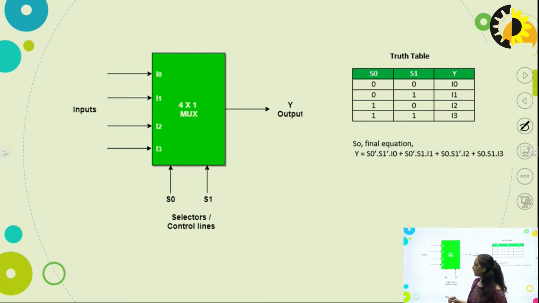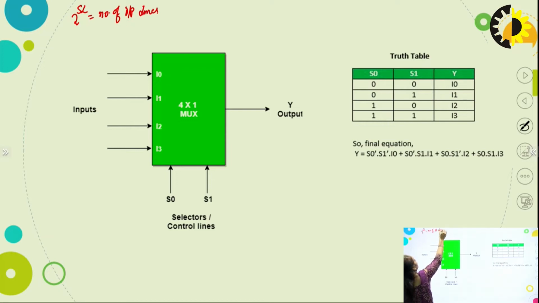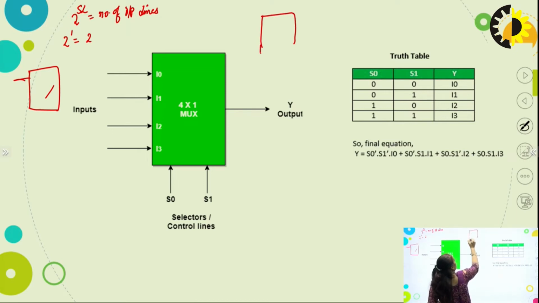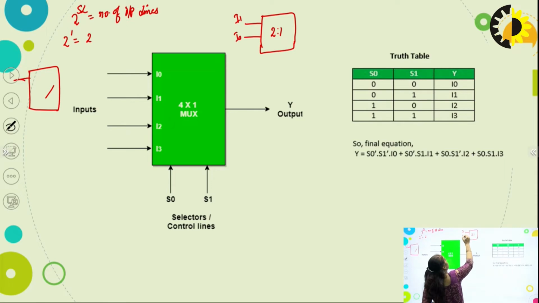So how have we drawn this diagram? We have studied that 2 raised to the power selection lines will be equal to number of input lines. So 2 raised to the power 1 selection line, number of input lines will be 2. So here I'll draw. We are trying to make the 2:1 multiplexer. 2 input lines will be there, I1, I0, a single output line will be there and a single selection line will be there.